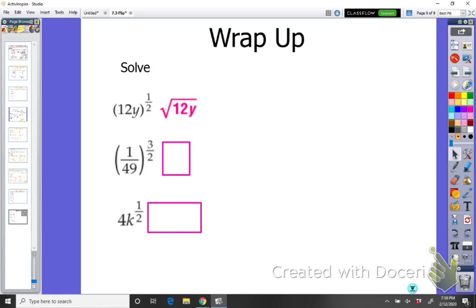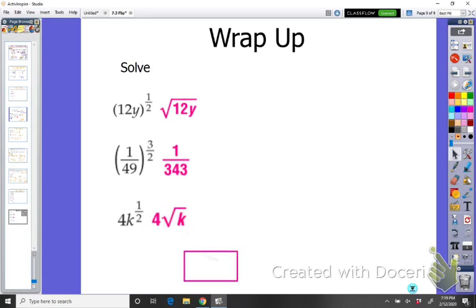1/49 to the 3/2 power. So you want the square root of 1/49, which is 1/7, and then take that to the third power. So you get 1/343. And this one, only the k is being raised up to the half power. So this is 4 times the square root of k.